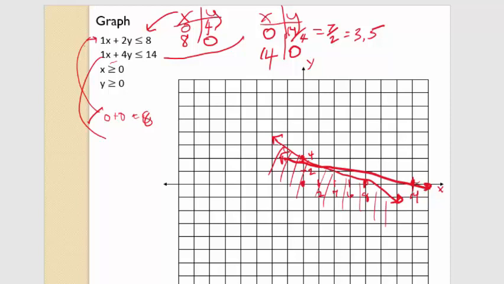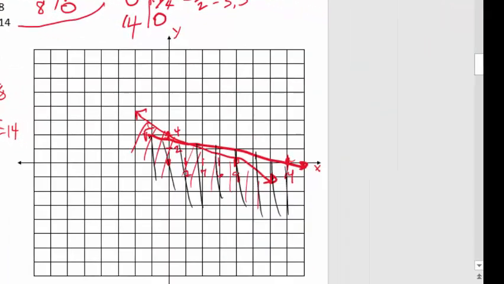And then for the second one, I have 0 plus 0, because I'm just plugging in 0 for x and 0 for y. 0 is less than or equal to 14. Yes, that is also a true statement. So that means that we're going to shade everything below the second line. Alright, so I see the place where those two lines cross is right in this area right here.